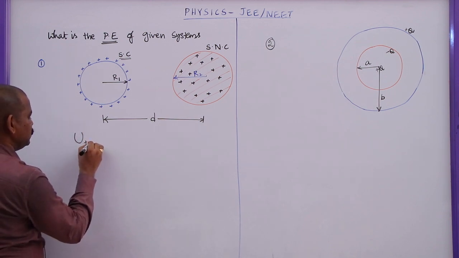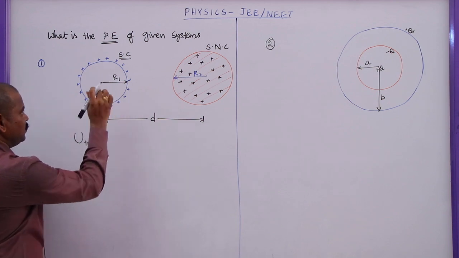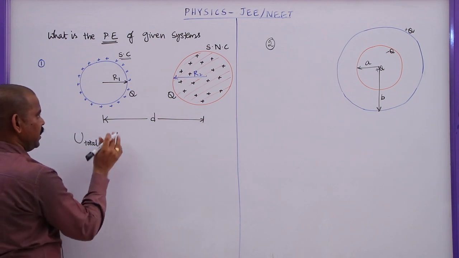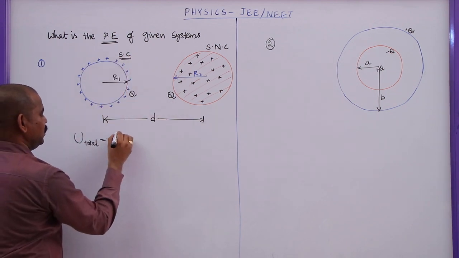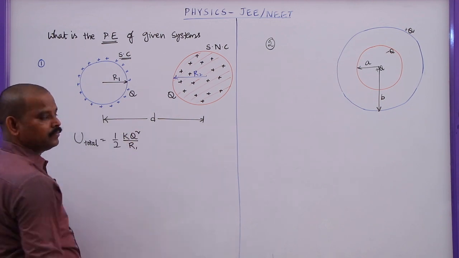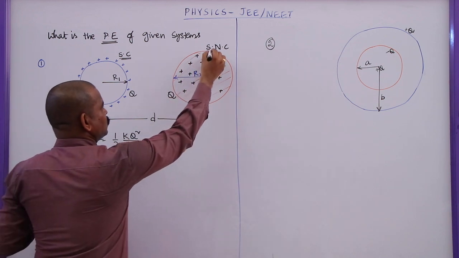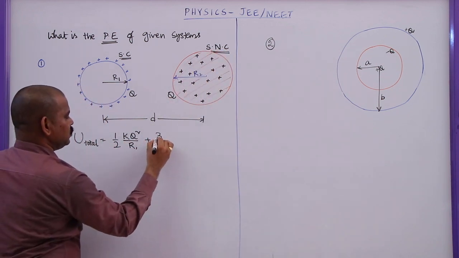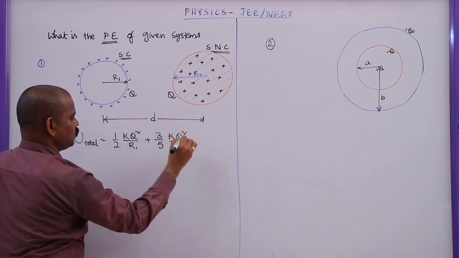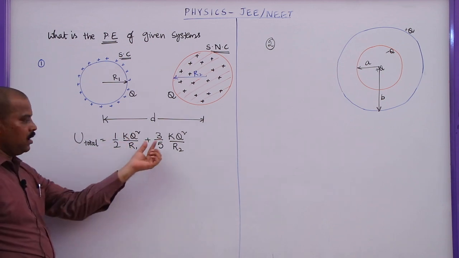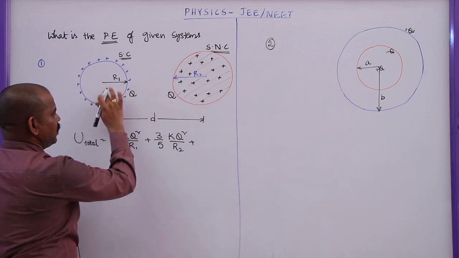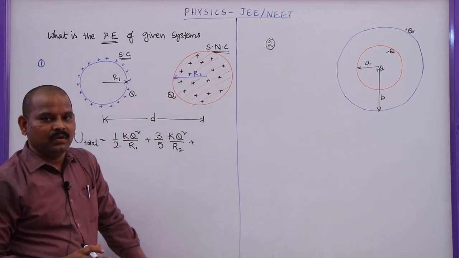So the total potential energy of this system is given by, for this one, let us say the charge is q, and this is also charge q. So you can write, for the solid conducting sphere, this will be half kq² by r1. For this one, a solid non-conducting sphere, this is 3 by 5 kq² by r2. This is 0.5 kq² by r, this is 0.6 kq² by r, plus the potential energy of these two spheres according to the shell theorem.